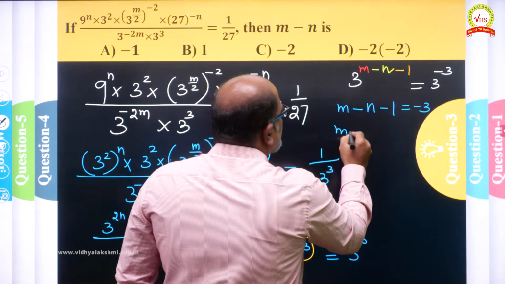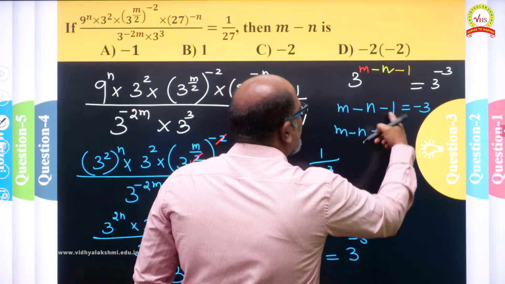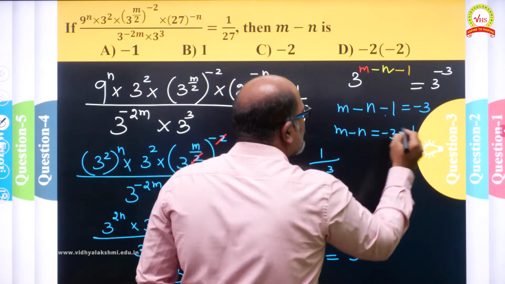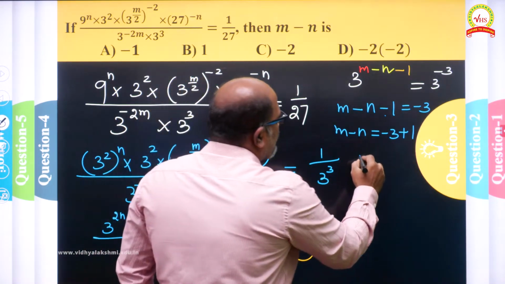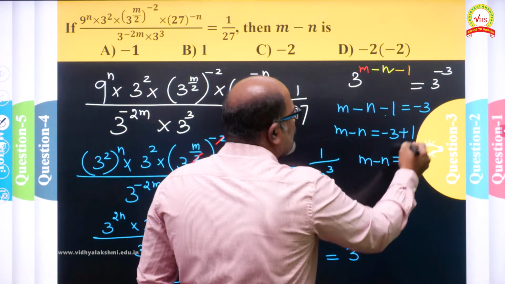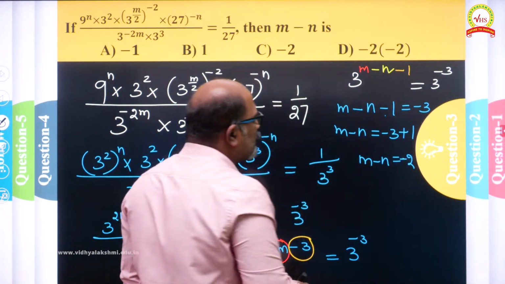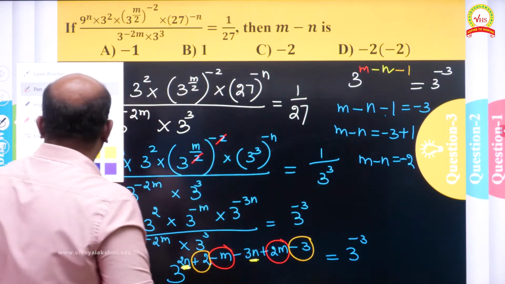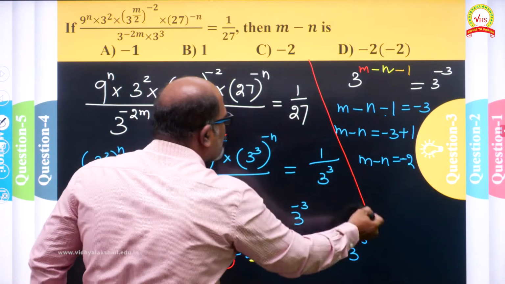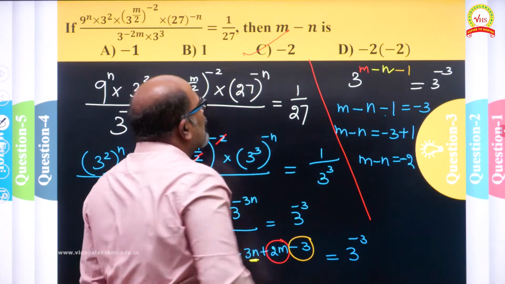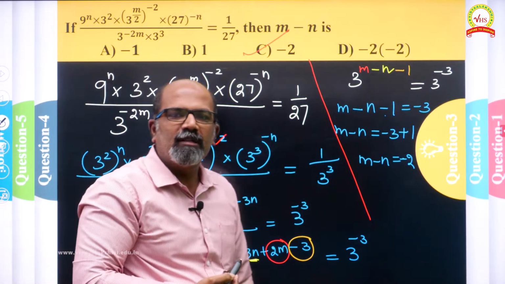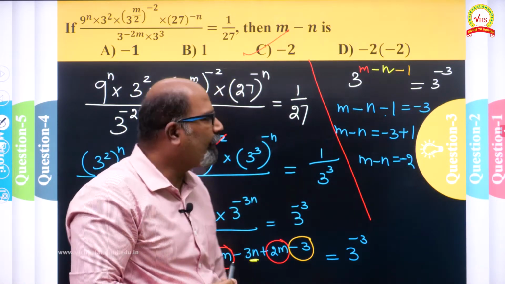So m minus n minus 1 is equal to minus 3. When I take this minus 1 to the right side, it will become plus 1. So m minus n is equal to minus 3 plus 1, which is minus 2. So the answer for this question must be minus 2. You can see that yes, it is there in option C. Option C is having the solution minus 2.